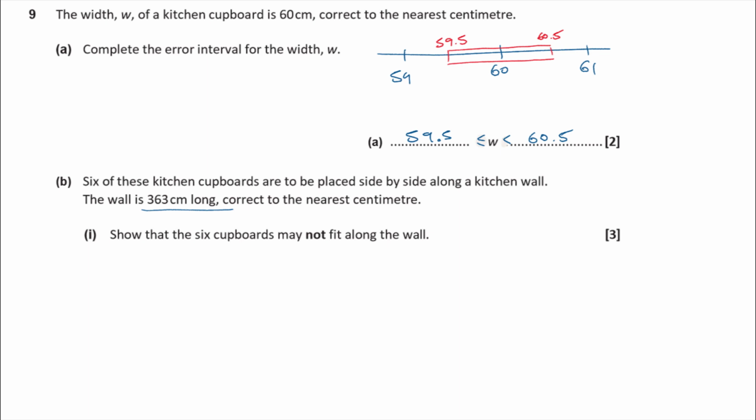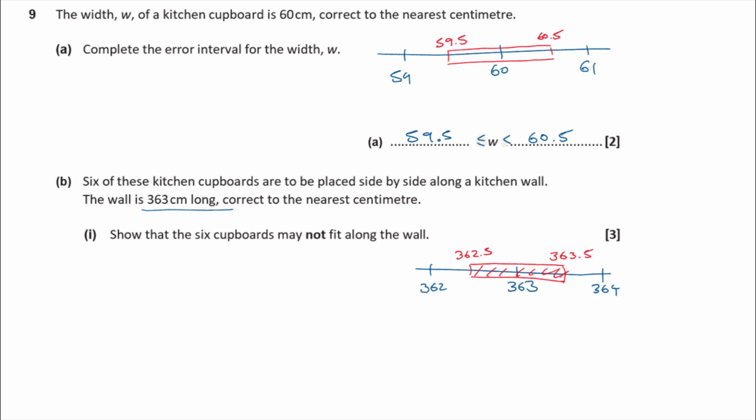So anyway, let's have a look at first off the wall length. So the wall is 363 centimeters to the nearest centimeter. So if I was measuring it on a scale, then the one below it would be 362 and the one above it would be 364, and the ones that would round to 363 are the ones that are halfway between or closer. Okay, so in this case that is going to be 362.5, so that's the lower limit, and 363.5 for the upper limit.